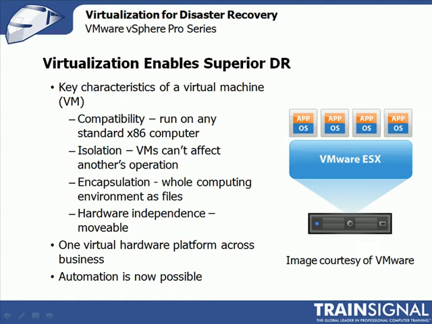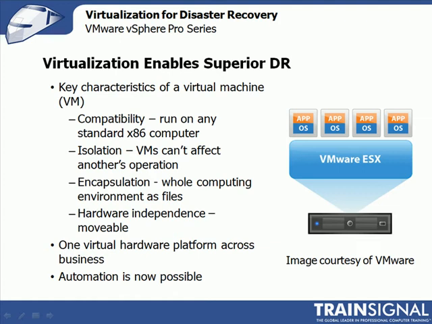which leads us to another characteristic that's most critical to what we're talking about in this video, which is disaster recovery. And that is a characteristic called hardware independence. This means that a VM is independent of the hardware that it's running on. A VM does not care what physical server it's running on, just as long as it has the supported version of VMware ESX running underneath it.